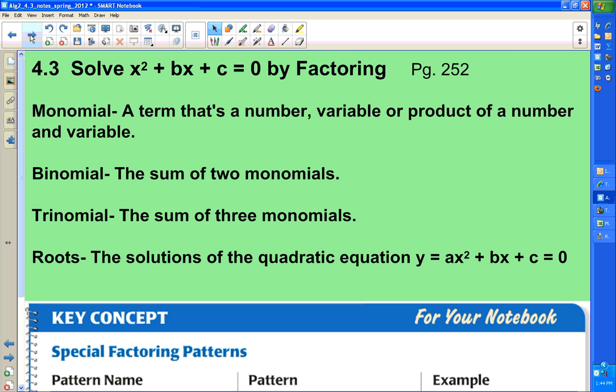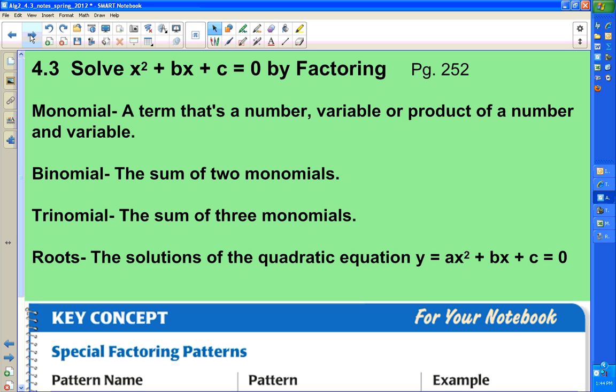We're looking at different kinds of polynomials here. Monomial means one term. Binomial, 2 terms. Trinomial, 3. We're talking about number of terms, and the terms are separated by plussing or minusing.